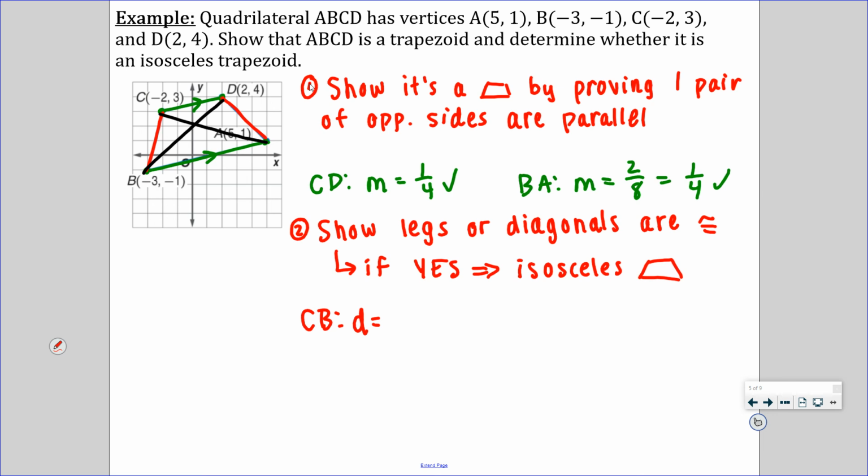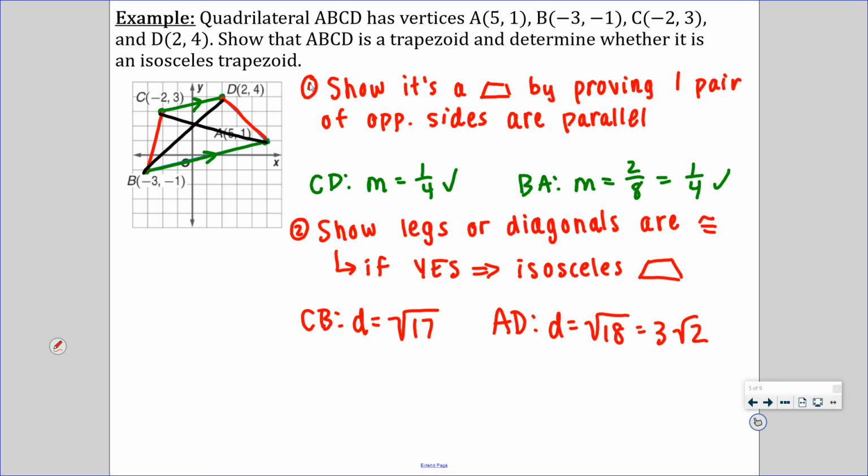Okay, I personally did the legs. So for CB, I got the distance to be the square root of 17. And for AD, I got that distance to be the square root of 18, which is 3 root 2 simplified. And then, I don't remember exactly what Isaac got when he calculated the diagonal lengths, but I remember he said, they're not the same. I'm getting two different distances. And I was like, okay, so are we. So if the legs are not the same length, or the diagonals are not the same length, this would not be an isosceles trapezoid.